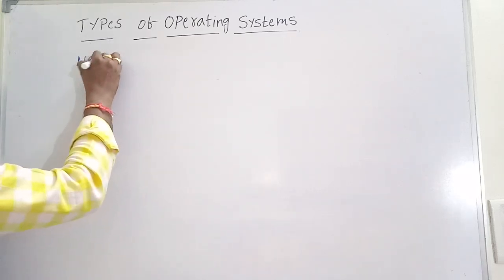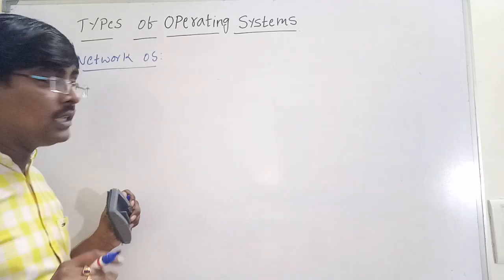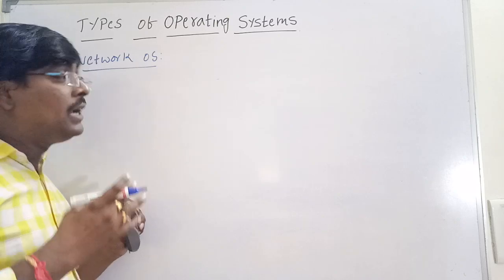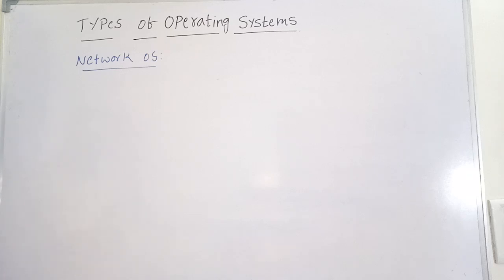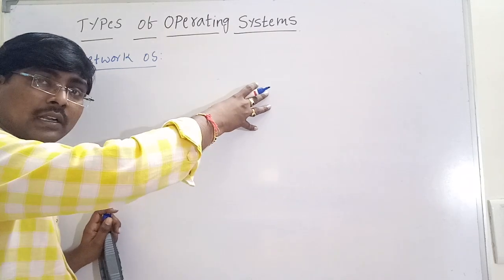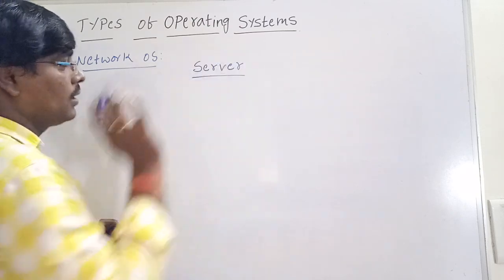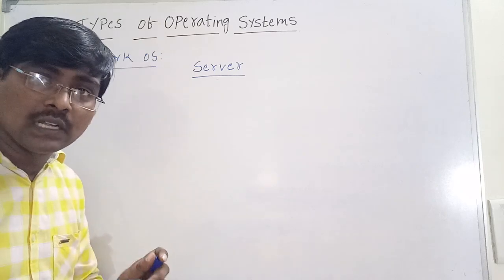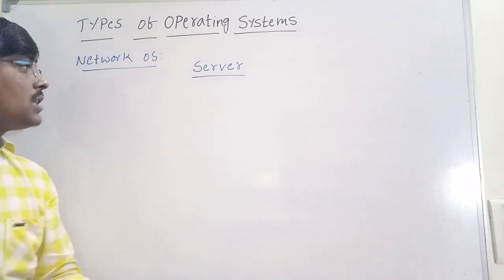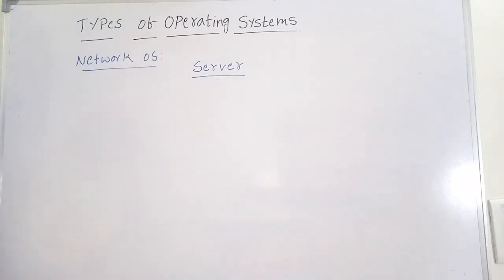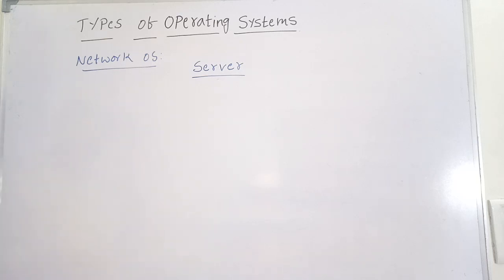Next one, network operating system. How does a network operating system work? A different number of CPUs are connected to a server. Simply, a network operating system maintains a server, and the server has the capability to handle all the jobs, that is, all the users' data, security, applications, and all networking functions.